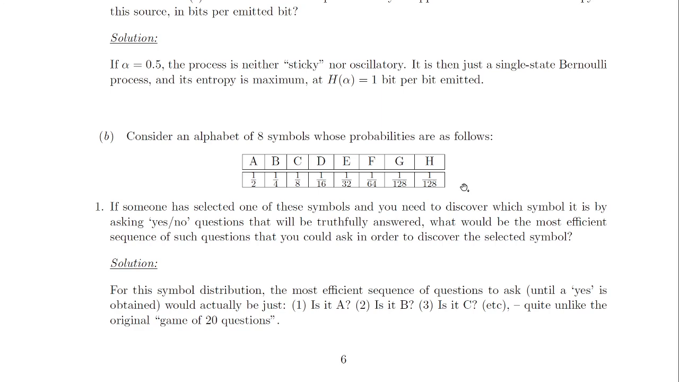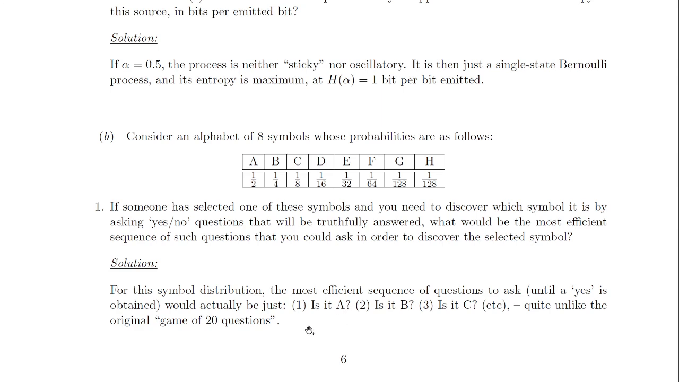Now, somebody has selected one of these symbols, and you need to discover which symbol it is by asking yes/no questions that will be answered truthfully. What would be the most efficient sequence of such questions for this symbol set in order to discover the selected symbol in the shortest possible number of questions? Well, for this particular probability distribution, unlike the one that I first used when we first considered the game of 20 questions in this course, here it really is optimal to ask questions like, is it A? No. Is it B? No. Is it C? Etc. Quite unlike the original game of 20 questions.